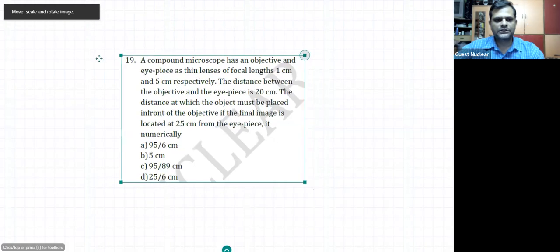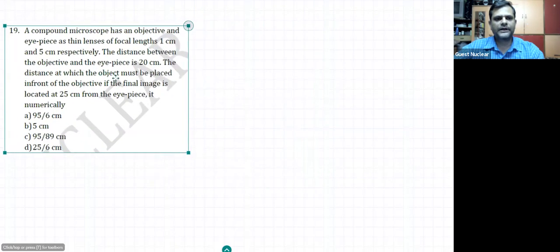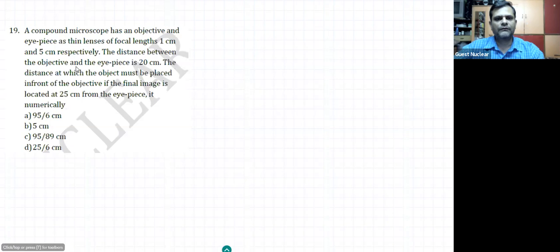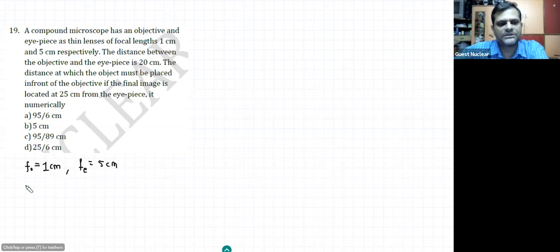Okay, so read this question carefully. The compound microscope has an objective and eyepiece as thin lenses of focal lengths 1 centimeter and 5 centimeter respectively. Okay, compound microscope once again, and the focal lengths of eyepiece and objective are given. So what is the focal length of the objective? 1 centimeter. And the focal length of the eyepiece is given to be 5 centimeter here. The distance between objective and eyepiece is 20 centimeter. That means this is the length of the microscope, which is 20 centimeter here.